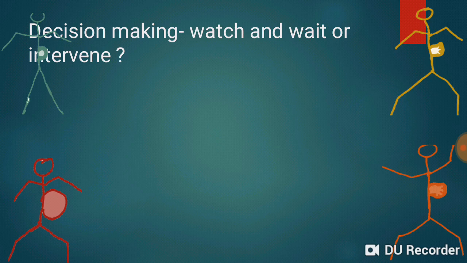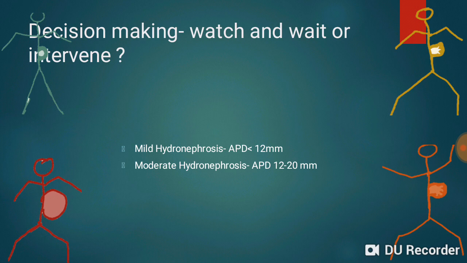Now, how do we decide whether to follow a wait and watch policy or to intervene in case of pelviureteric junction obstruction? For that, we generally follow the anteroposterior diameter on ultrasound initially. Mild hydronephrosis is less than 12 mm. Moderate hydronephrosis is an anteroposterior diameter of 12 to 20 mm, and severe hydronephrosis is an anteroposterior diameter of more than 20 mm.